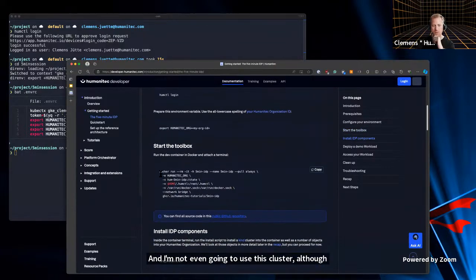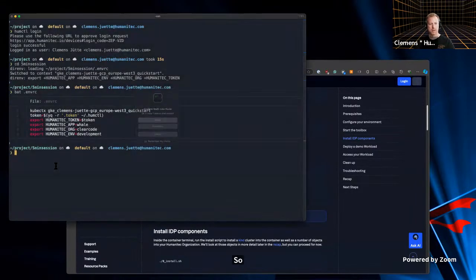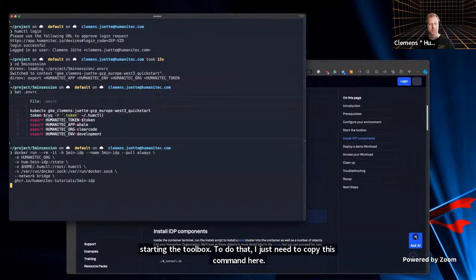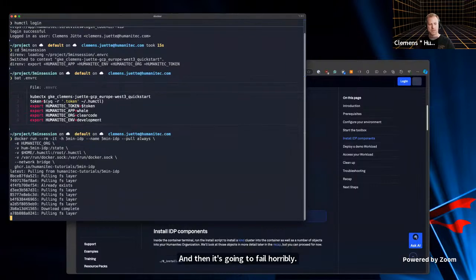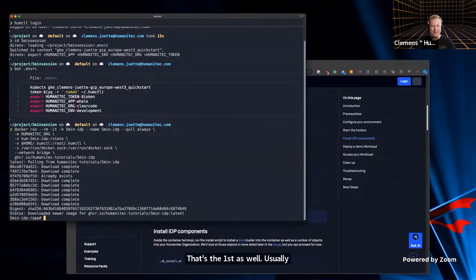So starting the toolbox, to do that, I just need to copy this command here. And then it's going to fail horribly. Is it? No, that's a first as well. Usually that's the point in time where I find out I did forget to start my Docker daemon. Great. Okay, so that was all it did take. I quickly downloaded the image and started the container on top of the Docker daemon, which now gives me the environment where everything is already pre-collected.